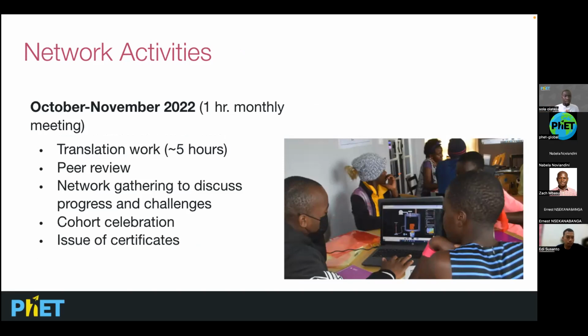We're going to have network gatherings to discuss progress and challenges, as I mentioned, during those scheduled calls. Towards the end of November, we're going to have cohort celebrations, and we are also going to issue certificates as a testament to your contribution to the work, and the effort you've put into supporting increased access to math and science education globally.